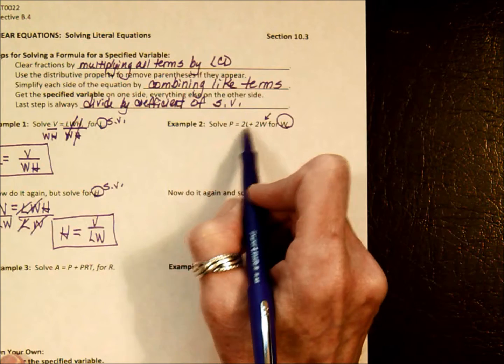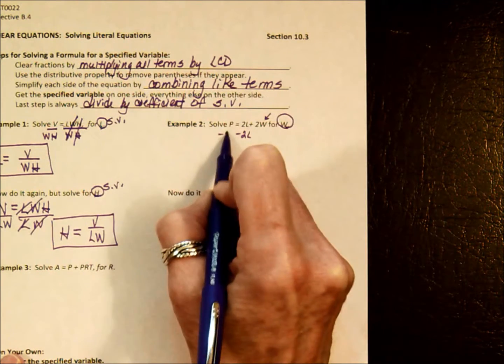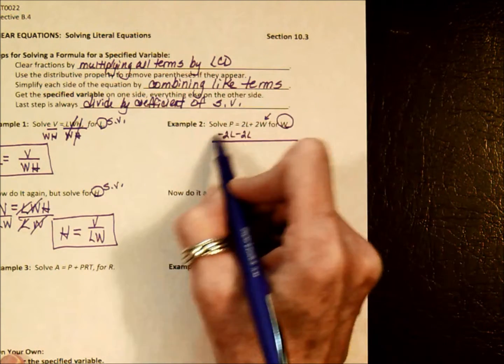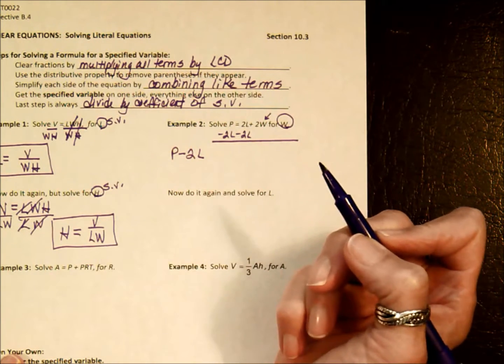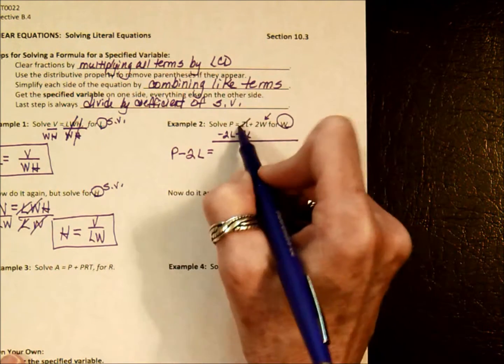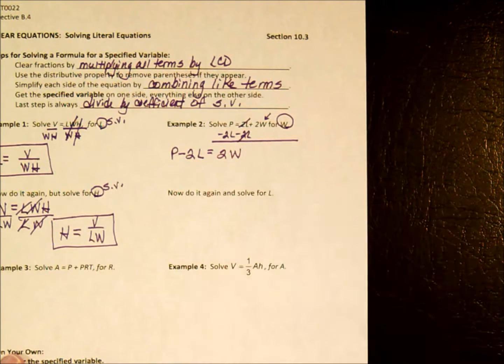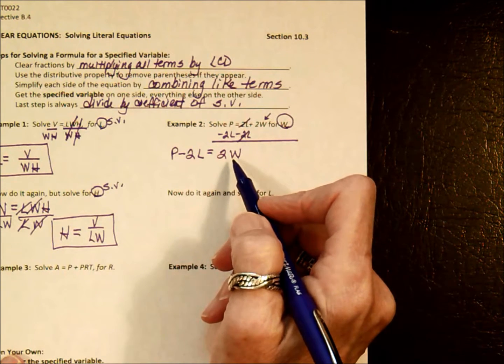Well, how did it get there? It was added to 2W. So we are going to subtract it from both sides to undo it. So on the left, I have P minus 2L, because those are not like terms, I can't combine them. These make a 0, and I'm left with 2W. So now I have isolated the term that contains the specified variable.